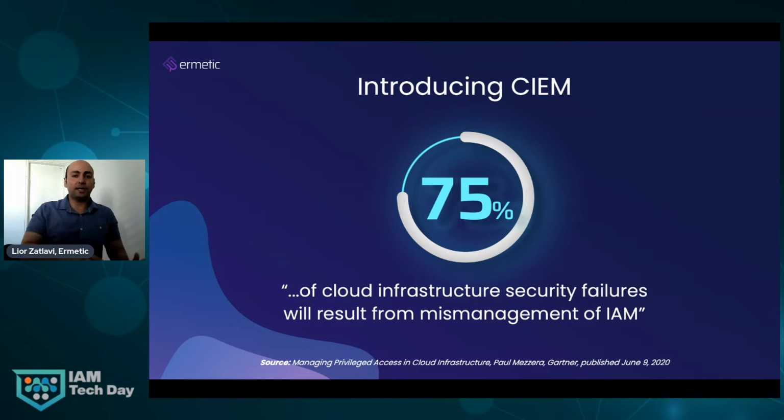So if they make mistakes, the fallout is less. If they're breached, the fallout is very, very minimal. And the reason for that is that they predicted that 75% of cloud infrastructure security failures will result from mismanagement of IAM. And guess what? Management of IAM is on the customer side in the shared responsibility model, right?